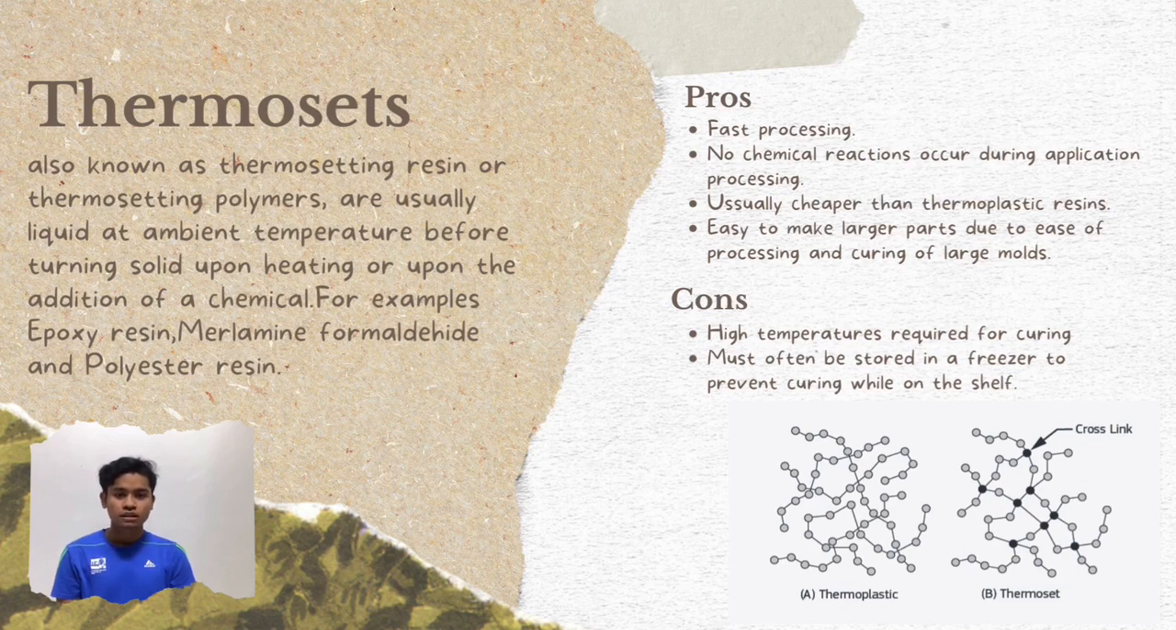Brittleness. Some thermosets can be quite brittle, which can limit their use in applications where impact resistance is important. 3. Long curing times. The curing process for thermosets can take a long time, which can limit their use in applications where fast processing times are important. 4. Limited temperature range. While thermosets are highly resistant to heat, they can become brittle at very low temperatures, which limits their use in applications that require low temperature performance.